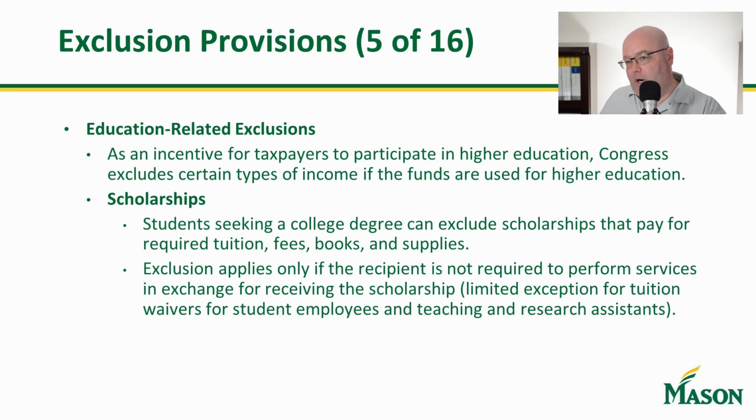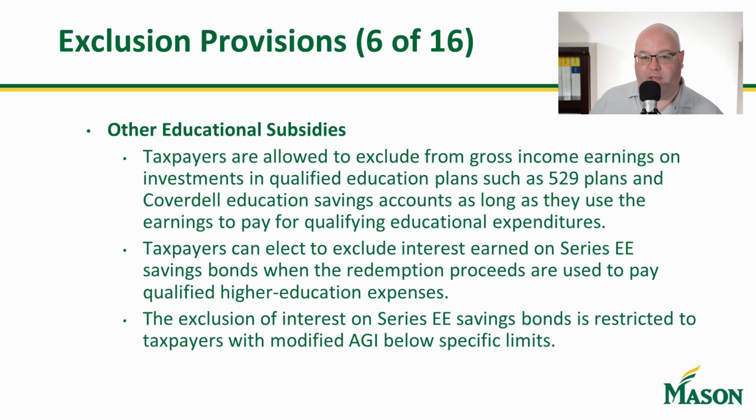But for the most part, as long as no work is required for it, then you don't have to deal with that. Other educational subsidies: taxpayers are allowed to exclude income for a 529. So if you have a 529, it earns a whole bunch of money, but you take the money out and go to Harvard on it, you don't pay any of the taxes on the earnings and interest off of that, which is actually very useful.